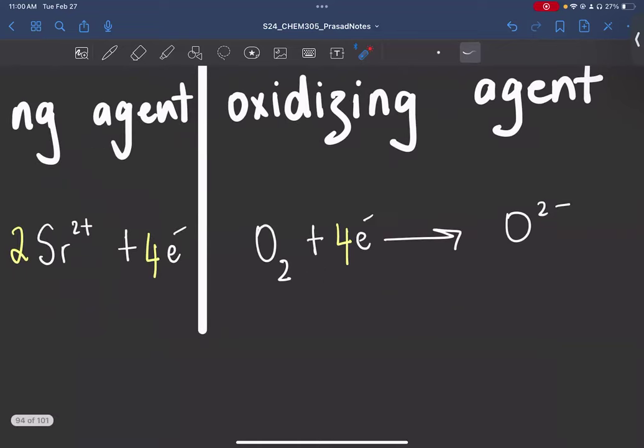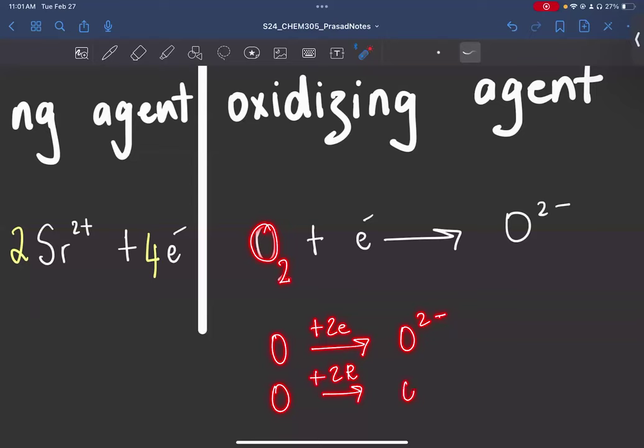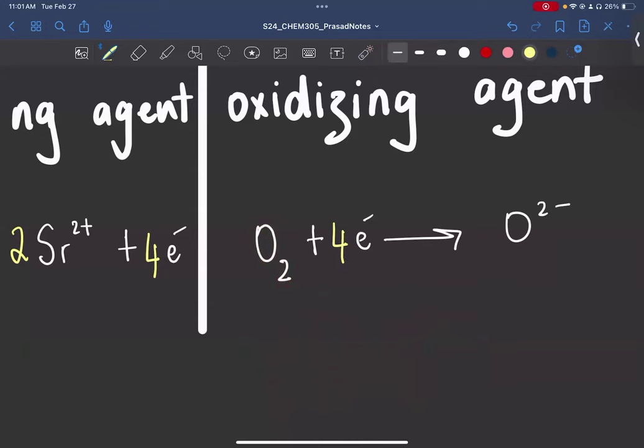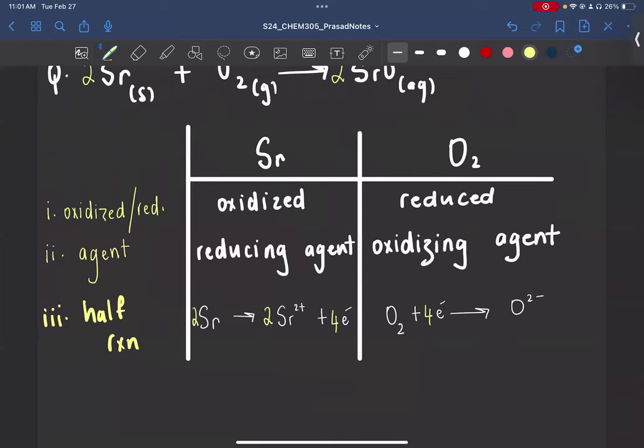Earlier, before I made the correction, I had 2 over here on the right. The fact that this was 2 and this was 4 should have been the red flag to say, I need to fix the oxygen. There's something off about it. Because remember, electrons are transferred. If 4 electrons are lost, those 4 electrons have to go somewhere. Looking at the product, looking at the oxygen again, just making it clear. There are 2 oxygen atoms, and each oxygen gains 2 electrons. As a result, we have gained in total 4 electrons. And this lines up with the half reaction for strontium.